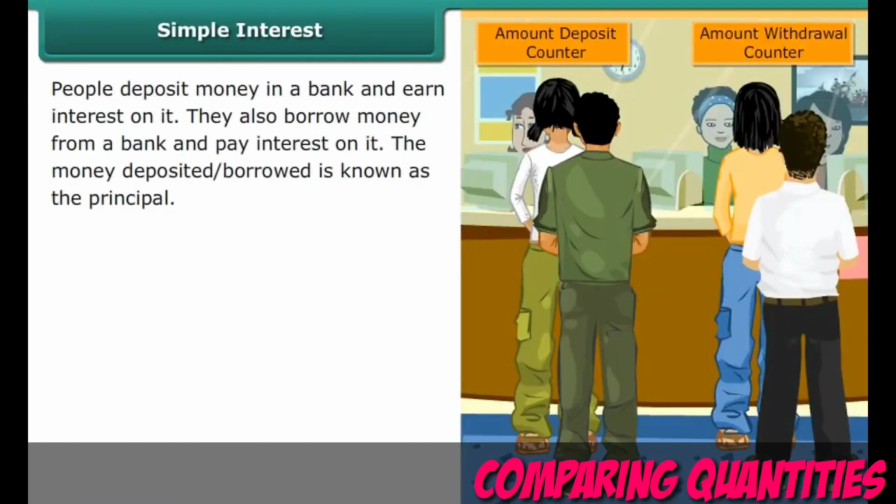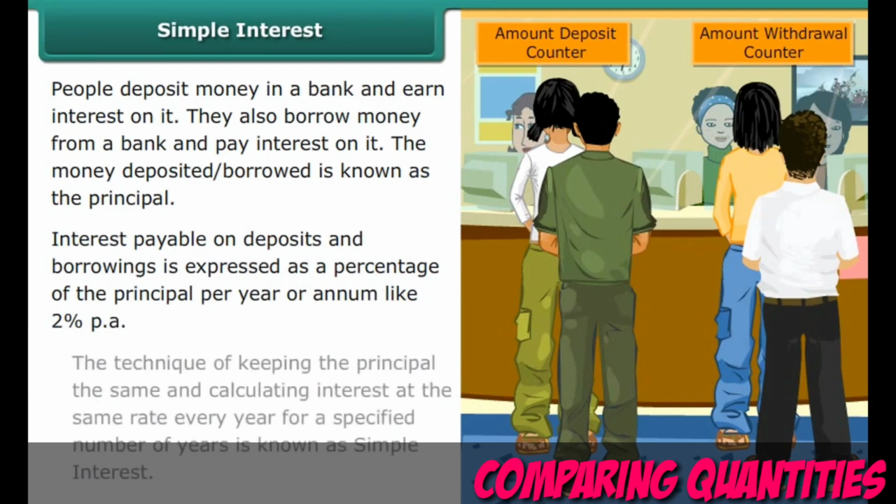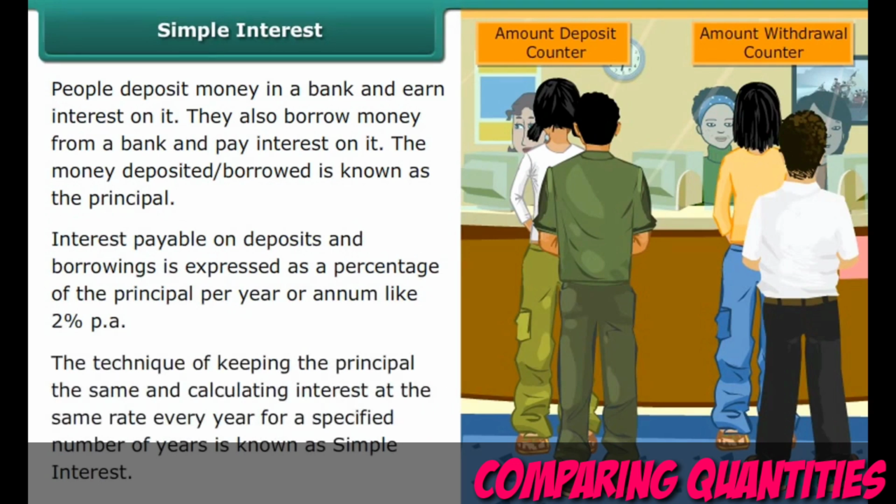Simple interest. People deposit money in a bank and earn interest on it. They also borrow money from a bank and pay interest on it. The money deposited or borrowed is known as the principal. Interest payable on deposits and borrowings is expressed as a percentage of the principal per year or annum, like 2% per annum. The technique of keeping the principal the same and calculating interest at the same rate every year for a specified number of years is known as simple interest.